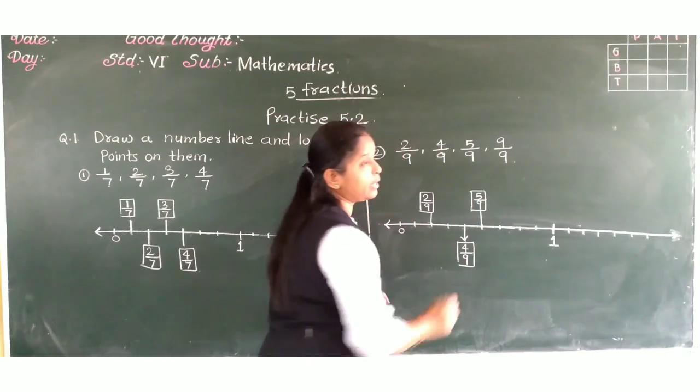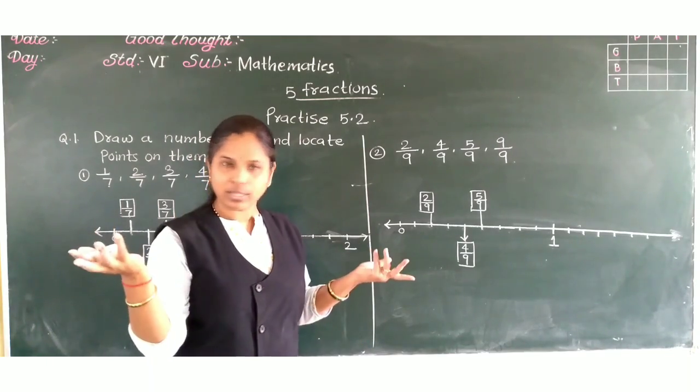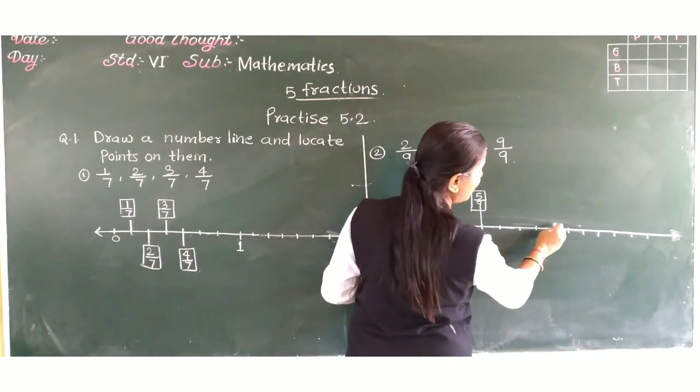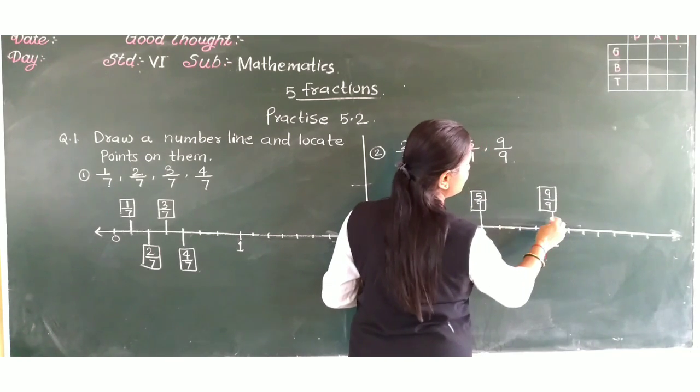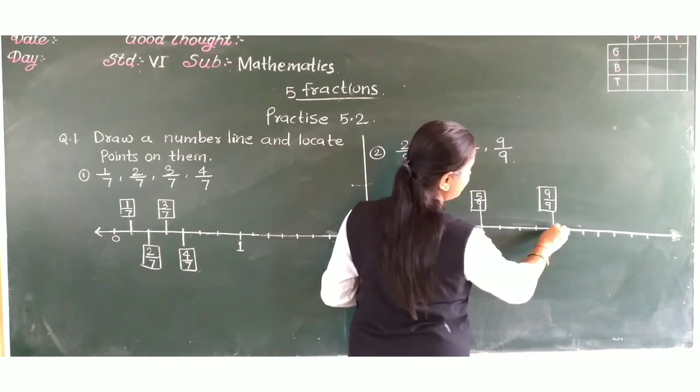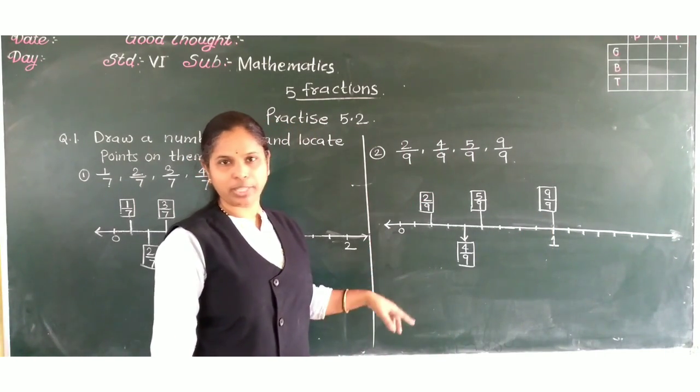Then 9 upon 9. Now students, 9 upon 9 means what? 9 divided by 9. That is 1. So where will it be? See here, 9 times. That is, 9 upon 9 means 1. Okay. In this way, we have to show fractions on the number line.